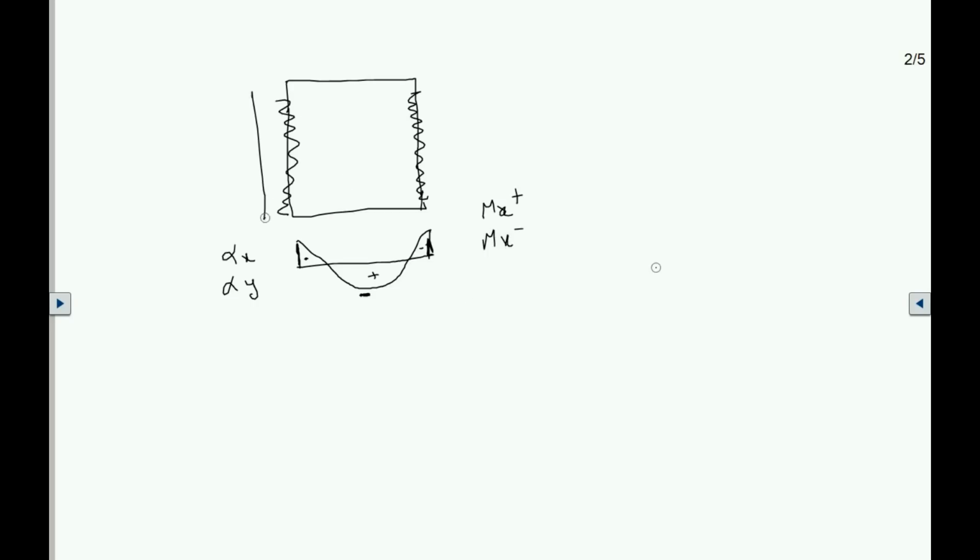If this side was Lx, and if this edge was also continuous and it was Ly, then there would be My positive and My negative. My negative would be here and My positive would be here. So let's start off with the problem now.